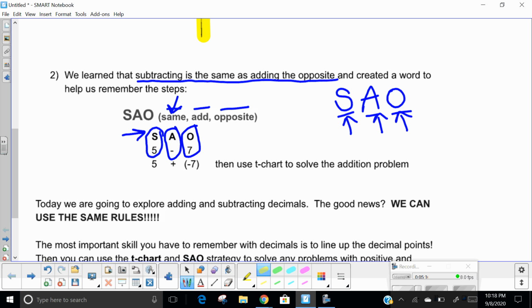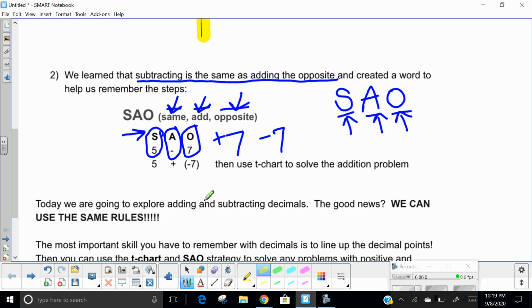Then we have the next letter or the next step, which is add. So instead of subtract, we're going to change this to addition. So the subtraction sign becomes an addition sign. And then the last step tells me what to do with the number in the bubble, and it says opposite. So that means I have to take the opposite of the number underneath it inside this little bubble. So the opposite of 7, if this sign is positive, the opposite has to be negative. So the opposite of positive 7 is negative 7. So we change this 7 to a negative 7.